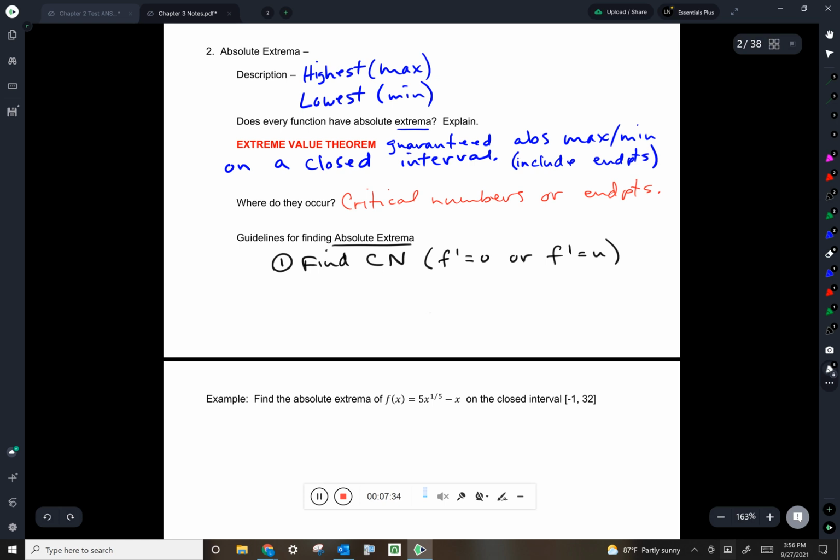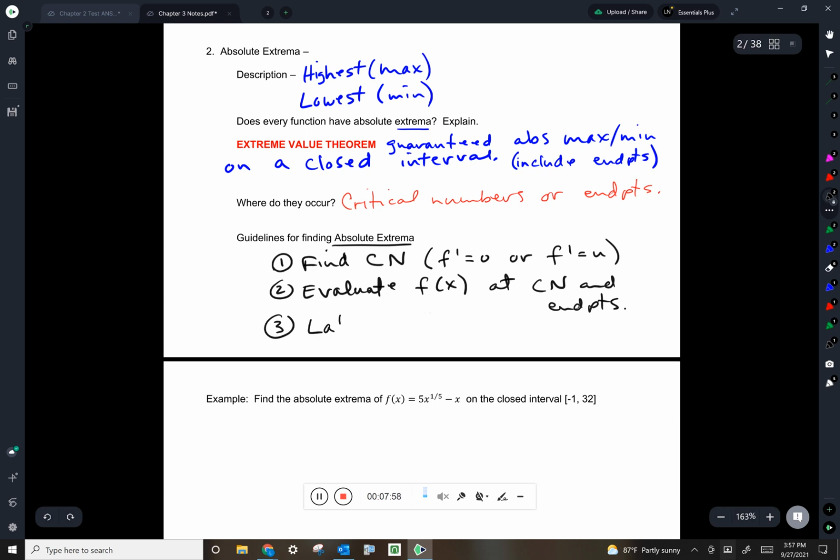Okay. So after you find your critical numbers and your endpoints, then step 2 is evaluate f of x, and I just mean the original function. So evaluate the original function at those critical numbers and endpoints. And then step 3 is, and this seems like a kind of dumb thing to put as step 3, but often I see people do 1 and 2, and then they never actually label their answer. So step 3 is label which one is your absolute max and which one is your absolute min.